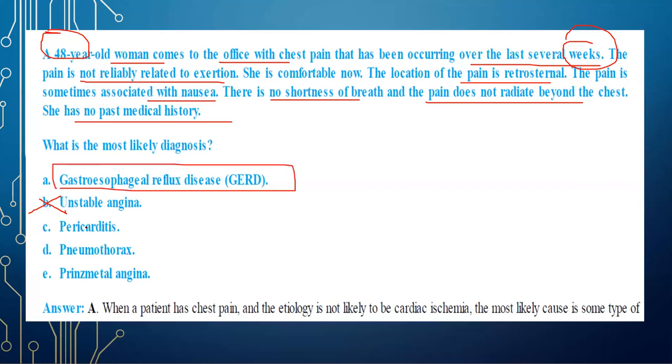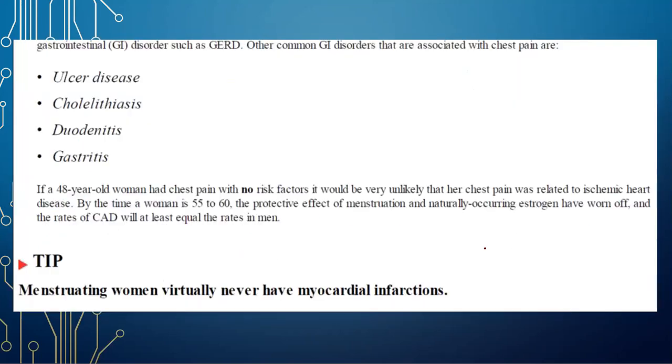If it was pericarditis, the chest pain would be sudden, severe, acute onset. Pneumothorax, also acute onset. Obviously, there will be shortness of breath in pneumothorax. Prinzmetal angina, again, the chest pain will not be retrosternal and it will also be acute onset. We'll discuss what Prinzmetal angina is later on. So this is one of the important things.